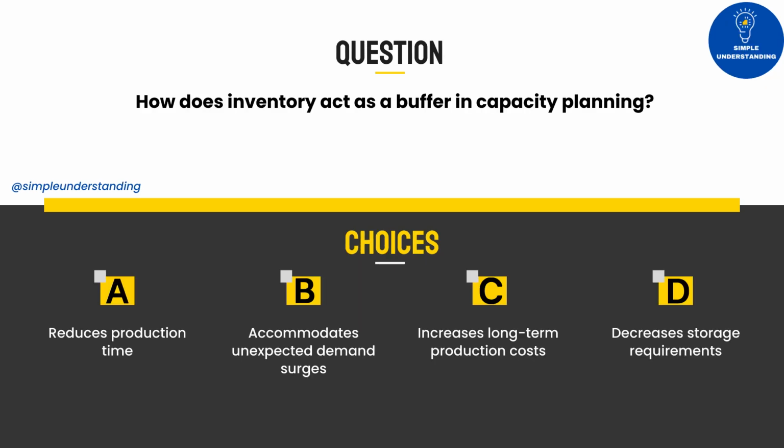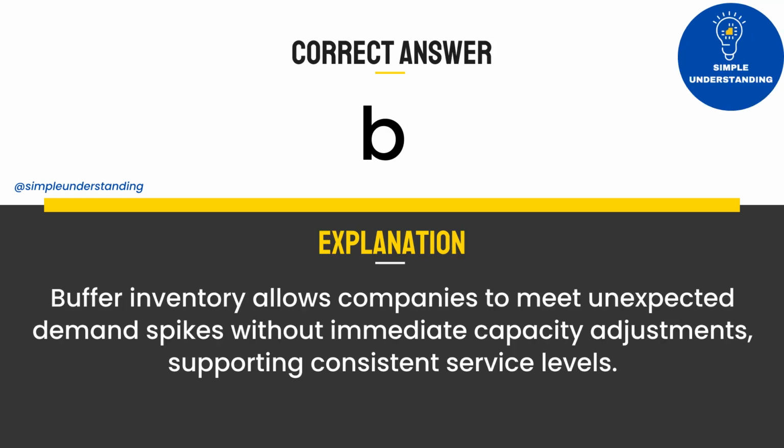5. How does inventory act as a buffer in capacity planning? A. Reduces production time. B. Accommodates unexpected demand surges. C. Increases long-term production costs. D. Decreases storage requirements. Answer B. Explanation: Buffer inventory allows companies to meet unexpected demand spikes without immediate capacity adjustments, supporting consistent service levels.